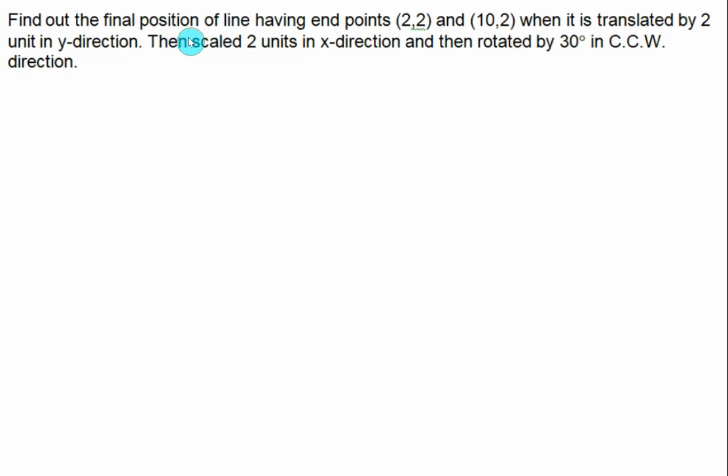Find out the final position of the line having the endpoints A (2, 2) and B (10, 2) when it is translated by 2 units in the y direction. So we have ty equal to 2 units, tx equal to 0 because there is no translation along the x direction. Then scale 2 units in the x direction.